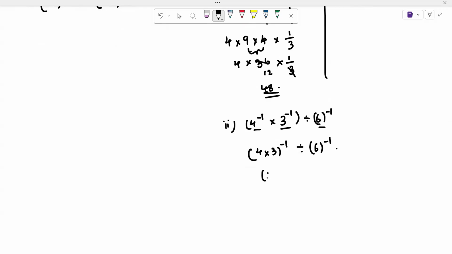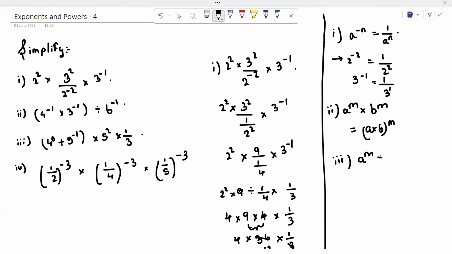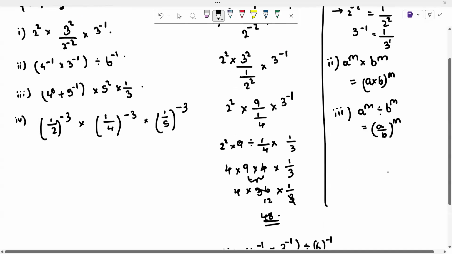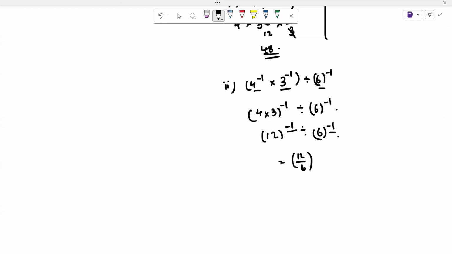So 4 into 3, 12. 12 power minus 1 divided by 6 power minus 1. Now again, we don't have to focus on the negative exponent law. We again have the same exponent but different bases. So we'll use another law, which is a power m divided by, this time it's not multiply but divide, b power m will give you a by b whole power m. So let's use that here. So this will be 12 by 6 whole power minus 1.